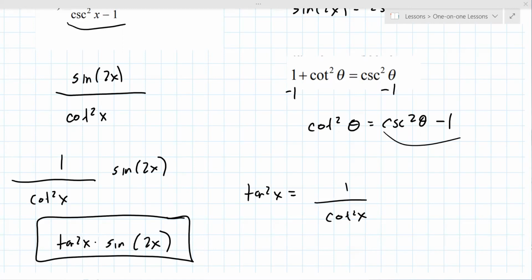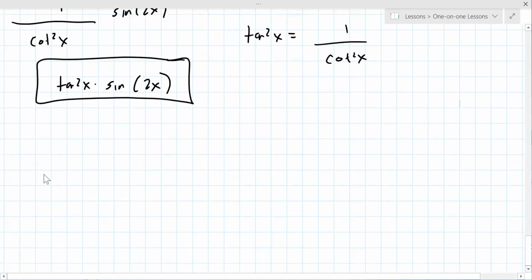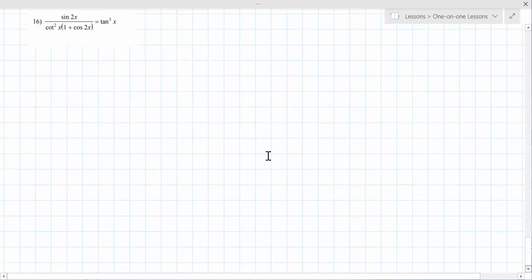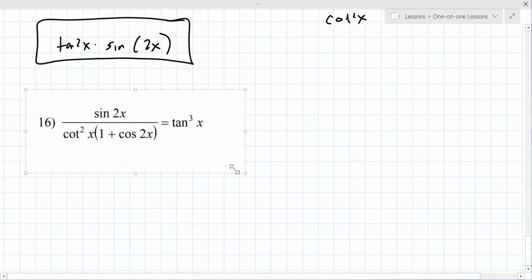Running out of problems here. 16 is the last one. So this one, well, they do choose a fairly complicated one here. This is a great example of you really only have one side to work on. It's like the left side is way more complicated than the right side. So hopefully we can get something out of that.